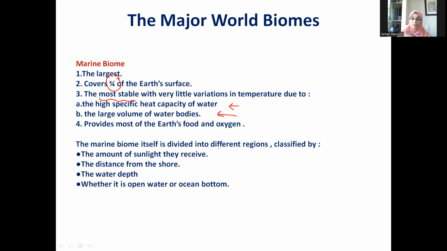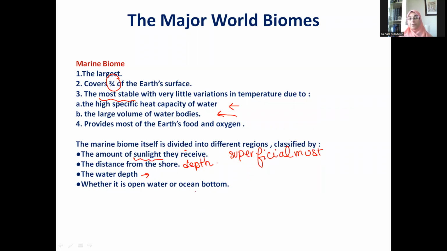The marine biome itself is divided into different subbiomes or regions. This depends upon the amount of sunlight they receive. Of course, you know that the most superficial layers of the water will receive the greatest amount of sunlight, and therefore the deepest layers will receive the smallest amount of sunlight. Distance from the shore also matters, because as you go farther from the shore, this is related to the depth of water.